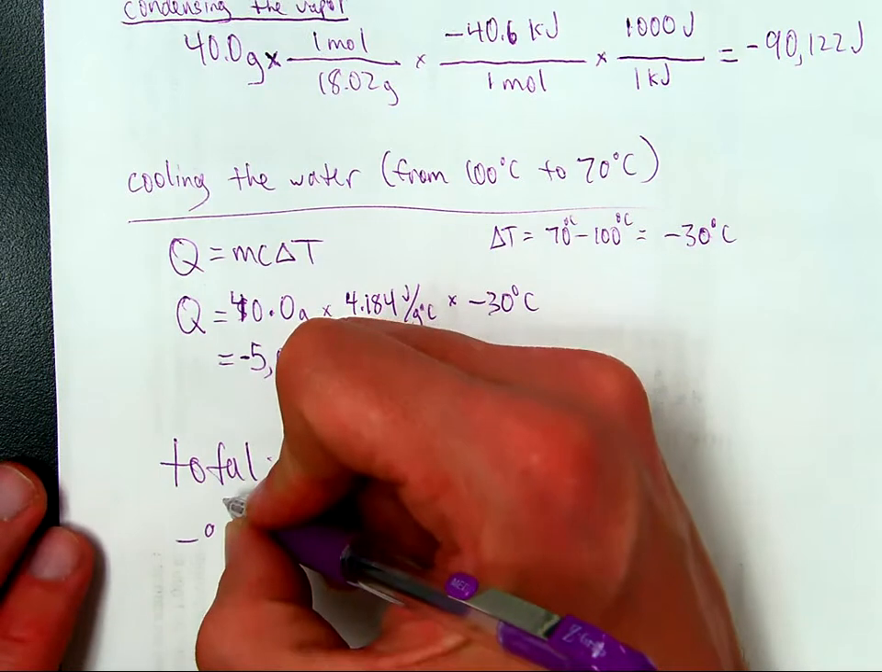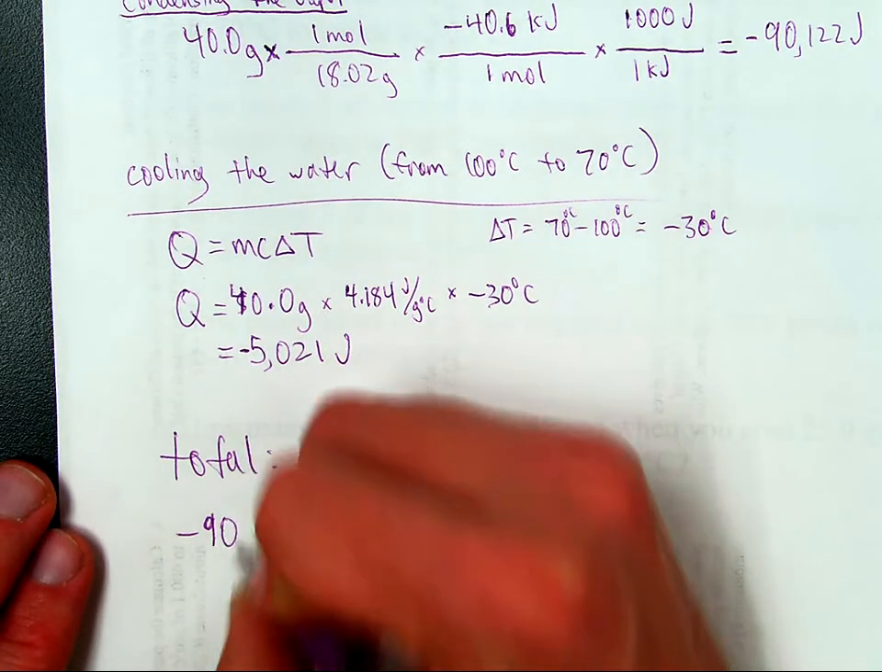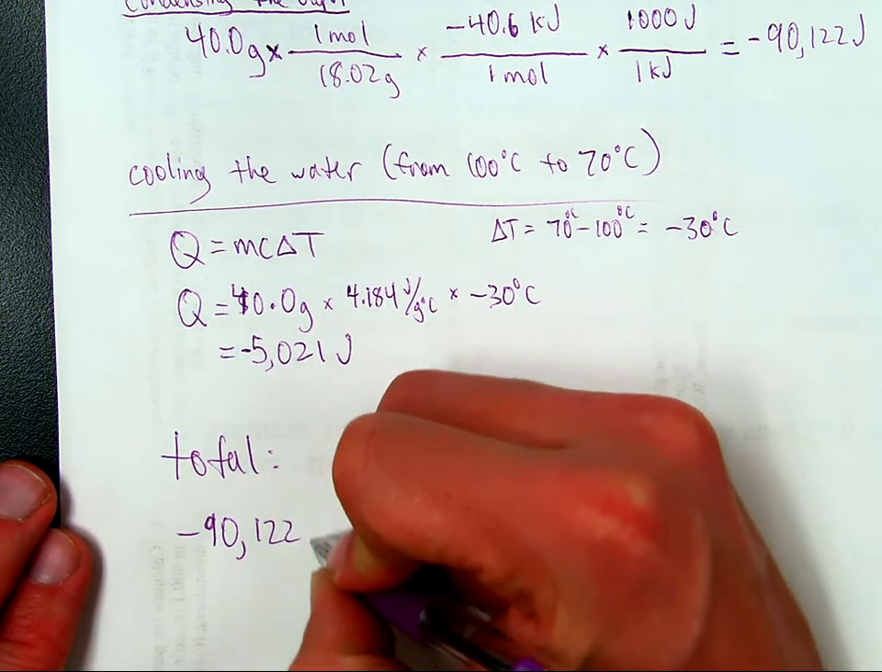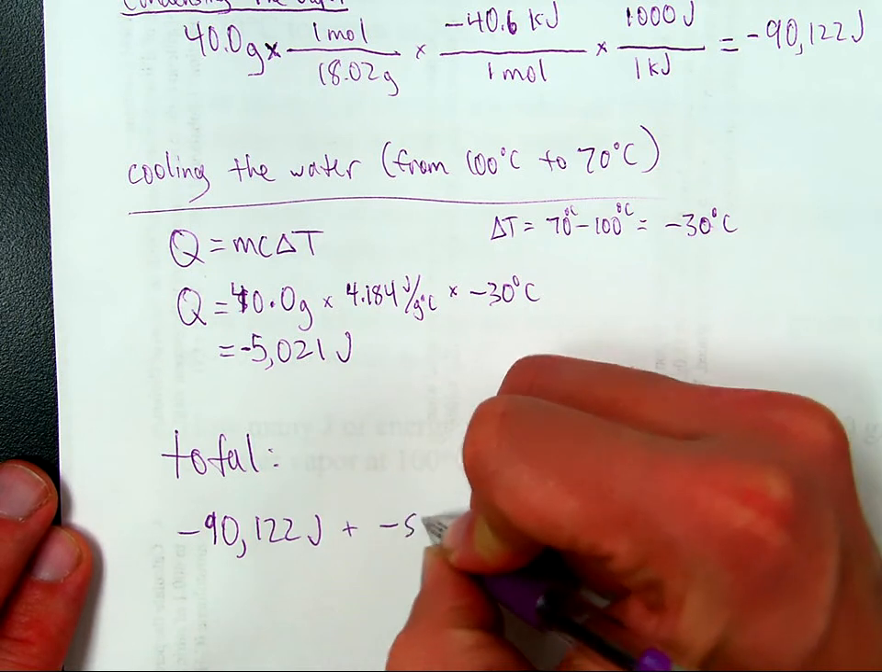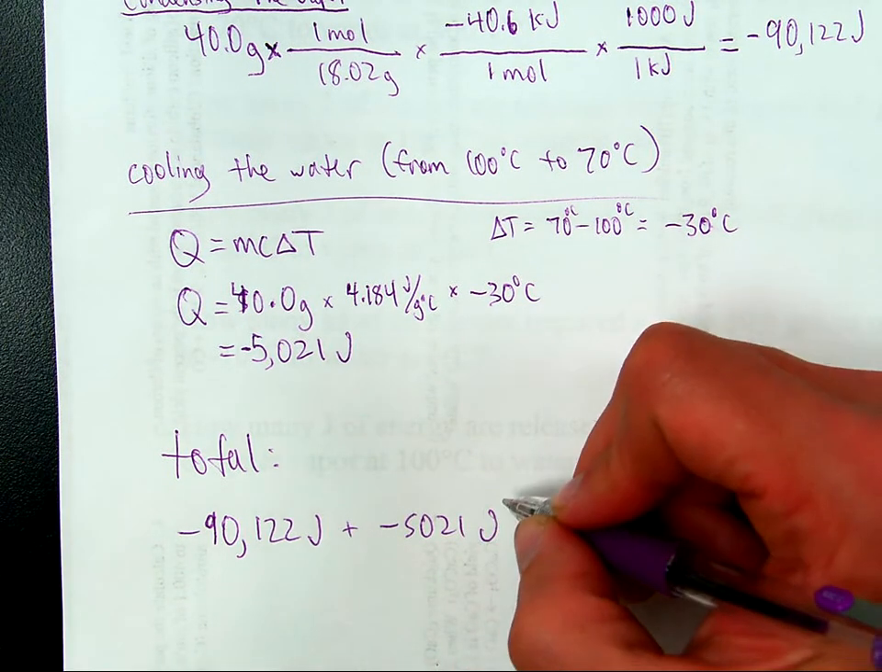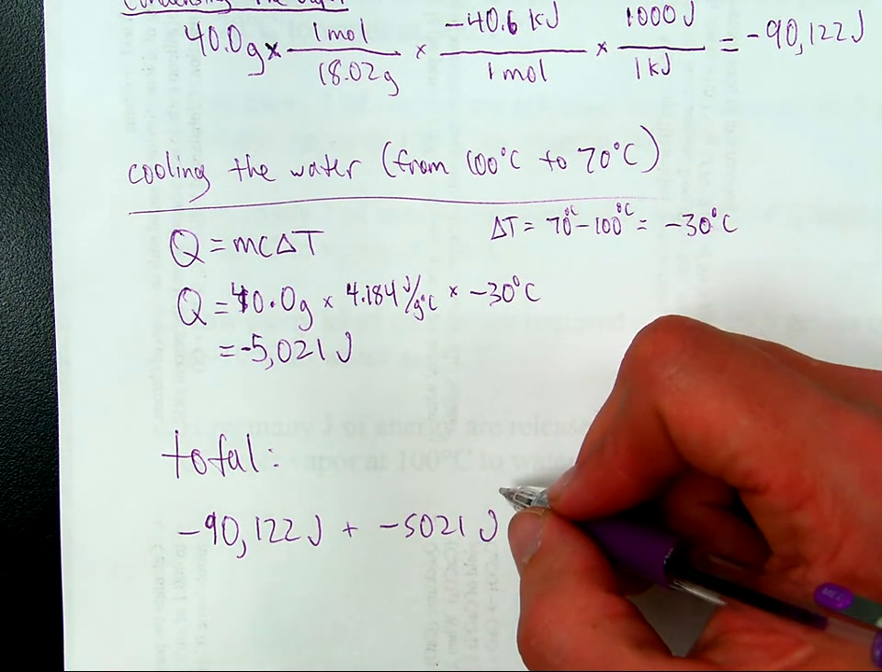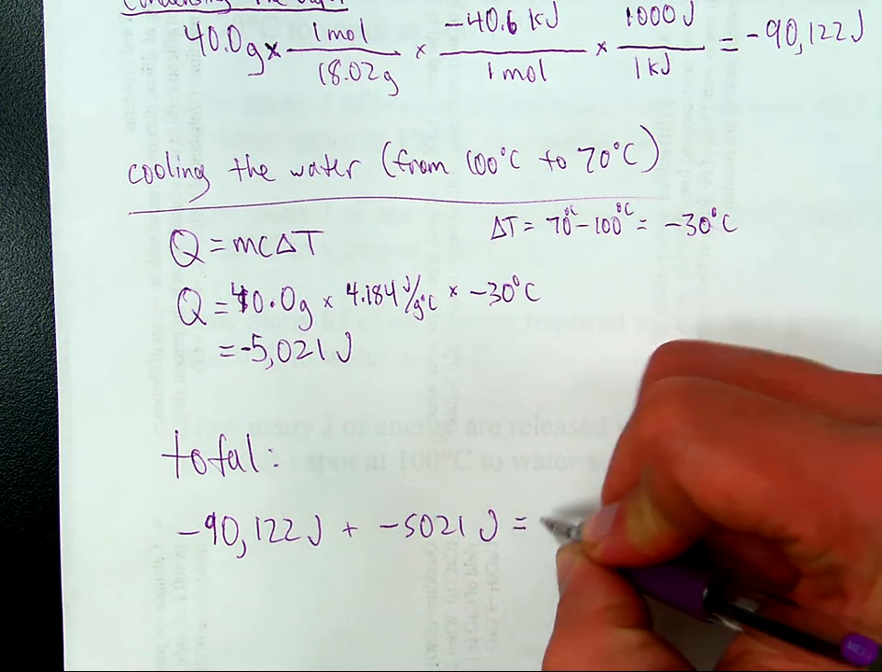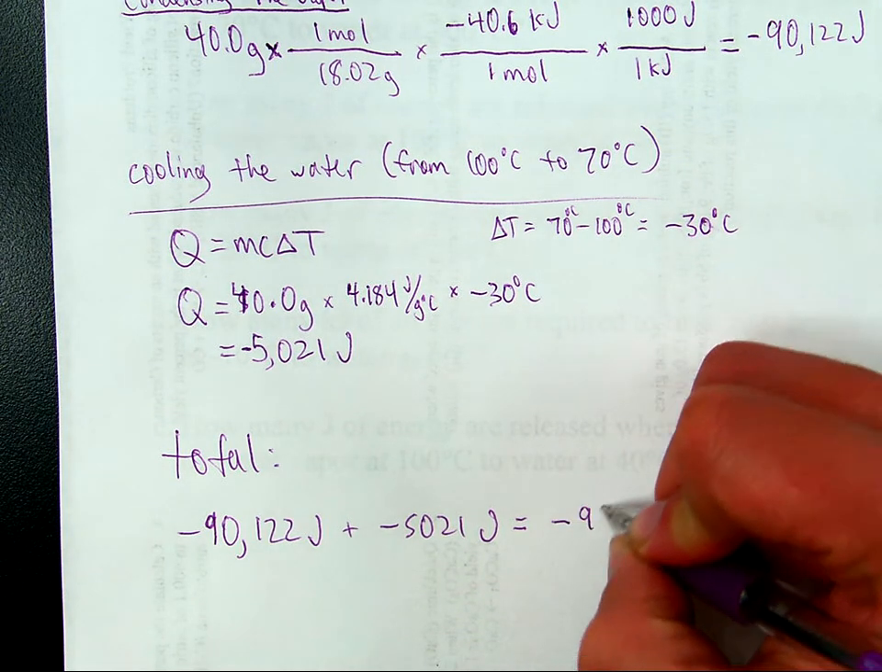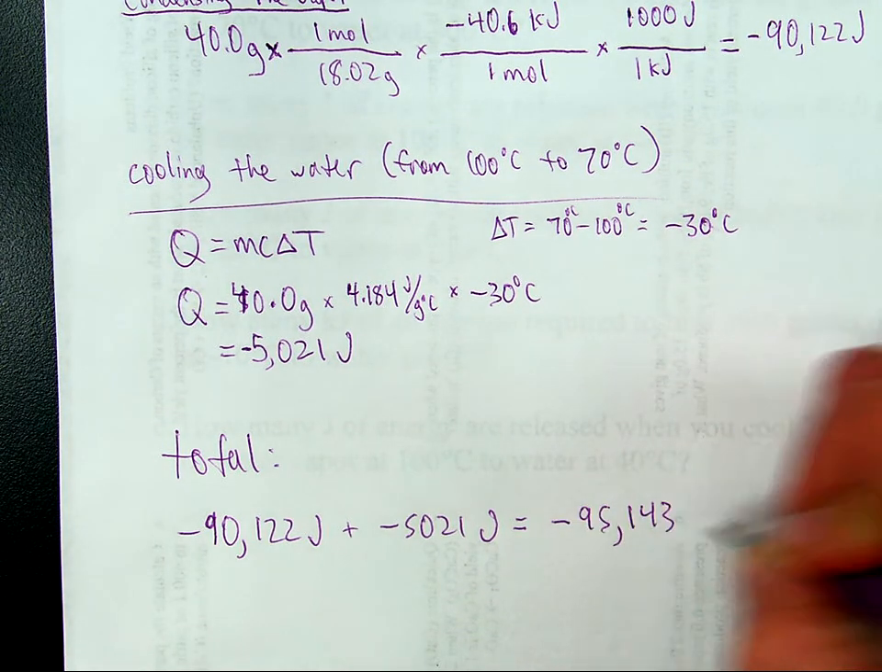Total, negative 90,122 joules plus a negative 5,021 joules is going to equal about negative 95,143 joules.